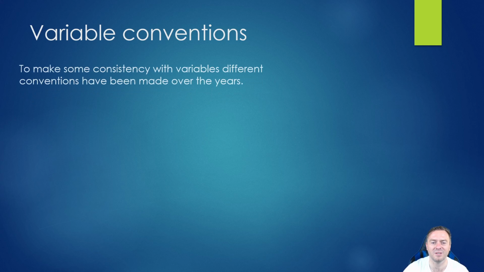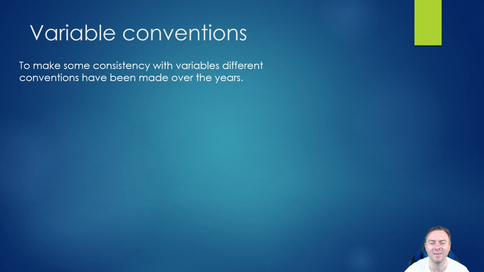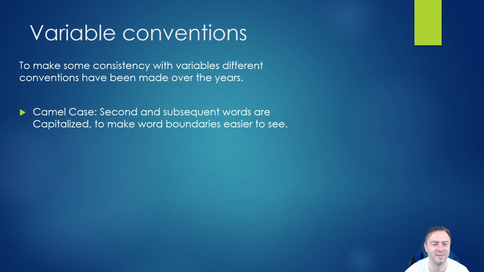So the variable conventions, just to go through, they've made this up so it's consistent. When programmers read other people's code, they understand, oh, they've used Snake Case, oh, they've used Camel Case, oh, they've used Pascal Case. And if you understand that, it makes it a whole heap easier. So Camel Case basically means any of the second words or any of the words afterwards are capitalized.